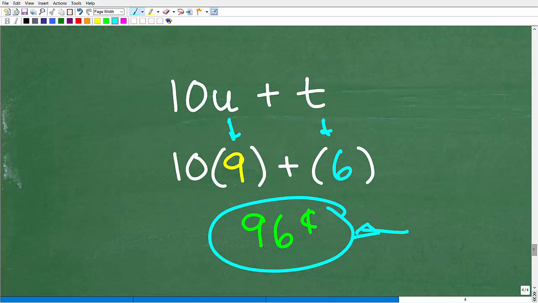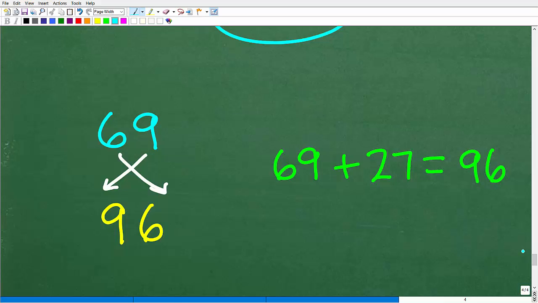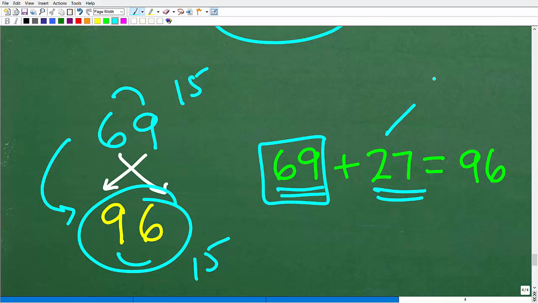Now let's see if this makes sense according to the problem. So the problem says the correct price, which is 69, the digits were reversed. So if I reverse the digits of 69, I'm going to end up with 9 and 6. So that makes sense, okay? Now the sum of the digits is also 15. Well, let's see if that works. So 6 and 9, well, that's 15, and 9 and 6, that's 15. That works as well. And it said that the wrong price is 27 cents more expensive than the original correct price. So if the original correct price is 69 cents and it's 27 cents more expensive, well, 69 plus 27 is 96, so this whole thing works out.